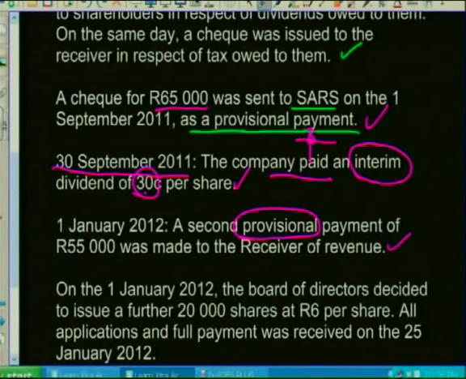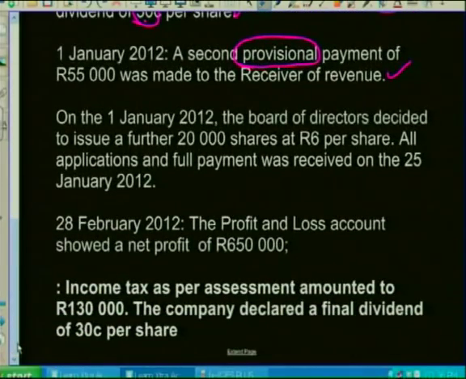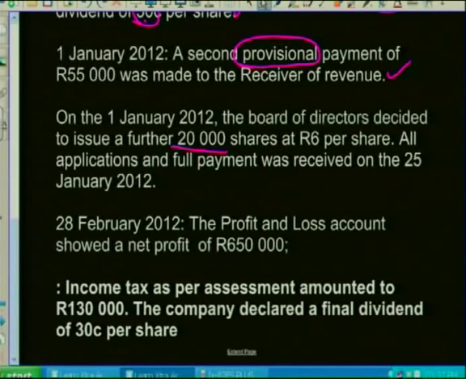Okay, next transaction. On the 1st of January 2012, the board of directors decided to issue a further 20,000 shares at 6 Rand per share. So the board decided they obviously need capital, so let's now issue more shares. That is one form of raising capital. So they're going to now issue 20,000 shares at 6 Rand per share.